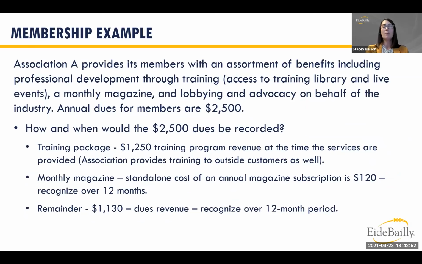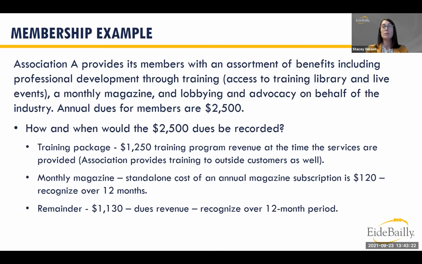All right, how about a membership example? So we have Association A that's providing its members with an assortment of benefits, including professional development through training, which is access to a training library and even live events. They have a monthly magazine, and they're also receiving lobbying and advocacy on behalf of the industry. The annual dues for those members are $2,500. So how would that $2,500 be recorded?